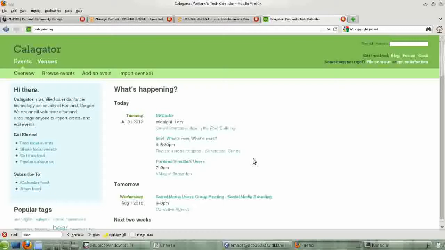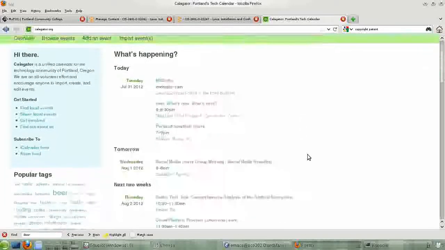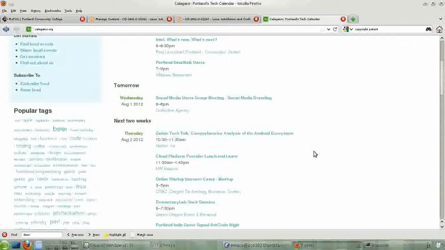Intel, what now? At the Red Lion Inn. Portland Smalltalk users. Smalltalk is a language that's used a lot for artificial intelligence. I've got a friend who used a lot of Smalltalk in his PhD dissertation. Tomorrow night there is the social media users group meeting at Collective Agency.